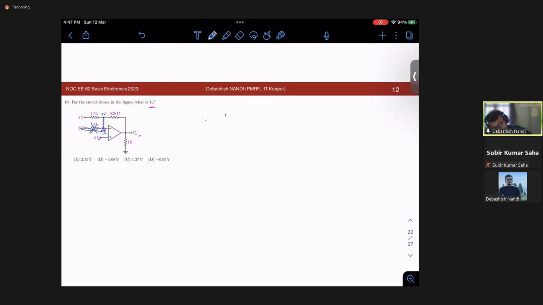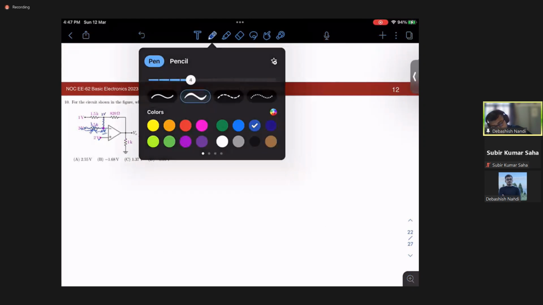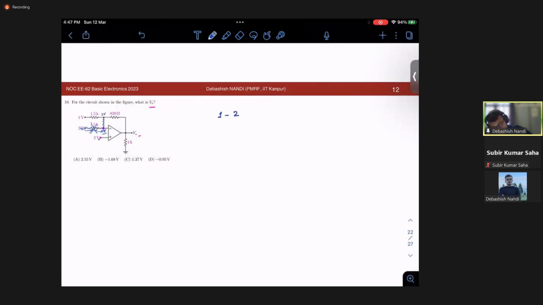I can simply solve it like 1 minus, okay, just let me increase the font. 1 minus 2 over 1.5 is equal to 2 minus V0 by 0.82. 0.82 is to be consistent with the units. We are dealing with all kilo ohms, right? So this current will be this current because no current flows inside. So I am using KCL at this node. So simply this is minus 1 by 1.5 is equal to 2 minus V0 by 0.82.